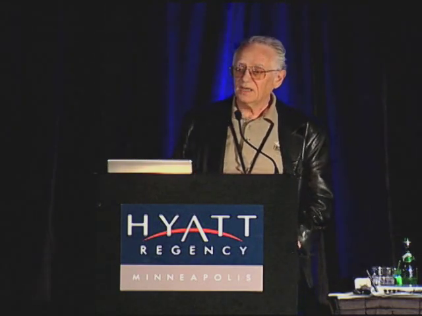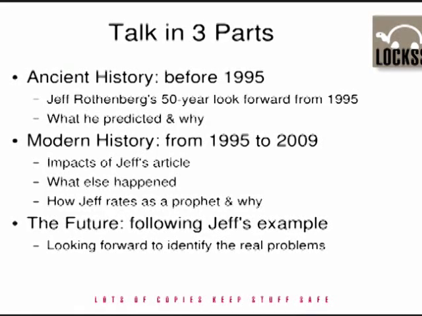So why in 1995 did Jeff think that incompatibility was inevitable? If he were writing today, would he still think that? If not, what causes incompatibility, and are the same causes operating today as they were in 1995? So this talk is in three parts. I'll first review Jeff's 50-year look forward from 1995, looking at what he predicted and why, and the state of the IT market that made his predictions plausible.